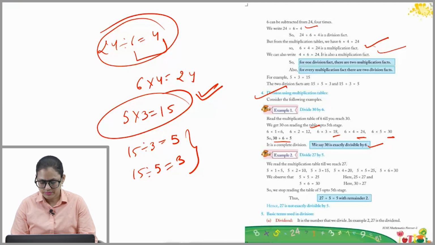Example 2, divide 27 by 5. We read the multiplication table till we reach 27. 5 ones are 5, 5 twos are 10, 5 threes are 15, 5 fours are 20, 5 fives are 25 and 5 sixes are 30.